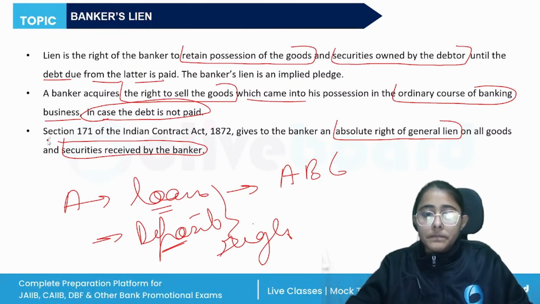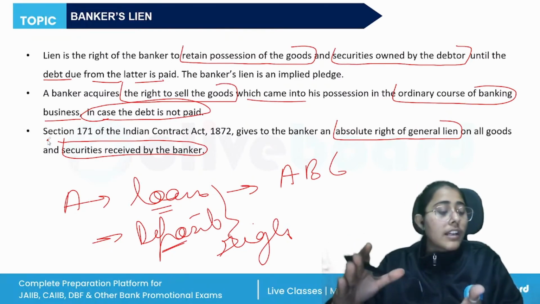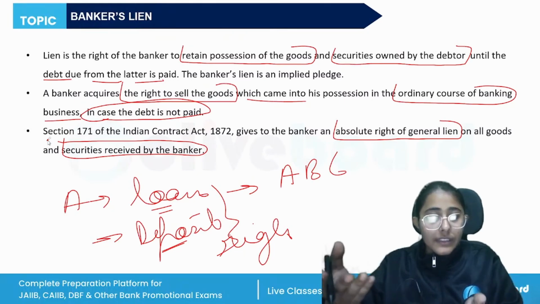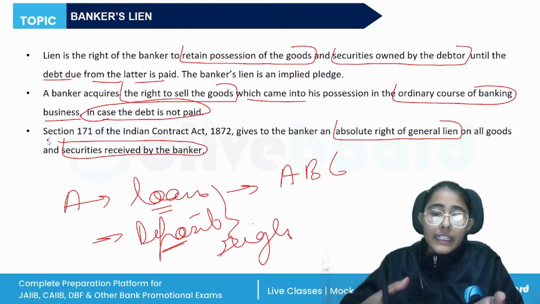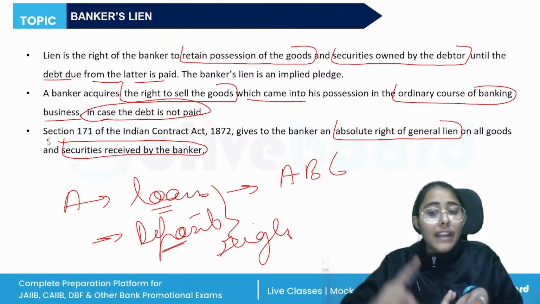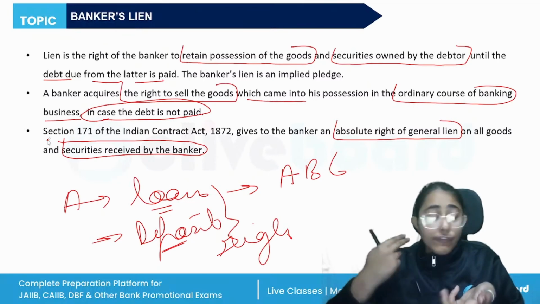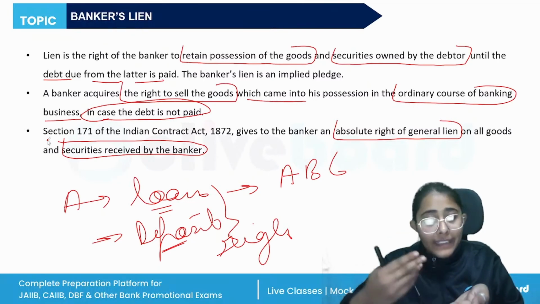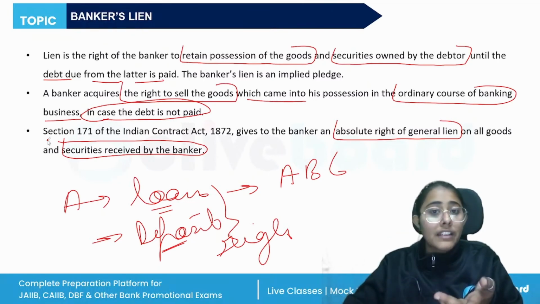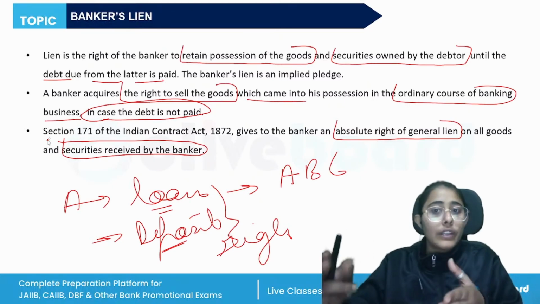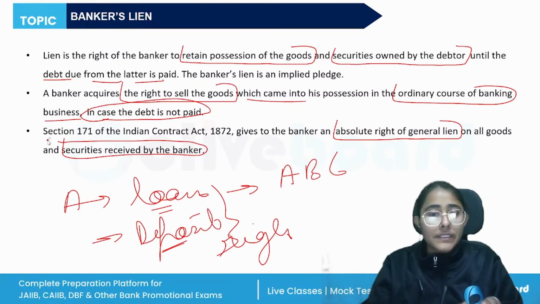So the banker, now this term that is given here, they are acquiring the right to sell the goods which came to his possession in the ordinary course of business. So if a customer by chance leaves a packet containing certain share certificates or life insurance policies or fixed deposit receipts while leaving the bank premises, then the banker will have no right of lien. Only through the normal course of business can they create this right.